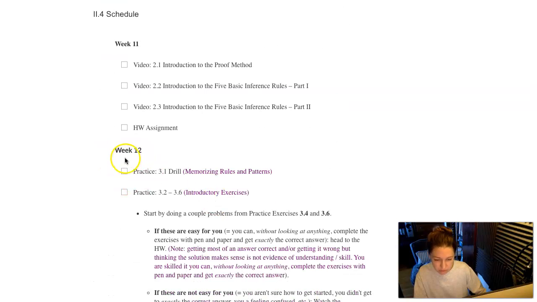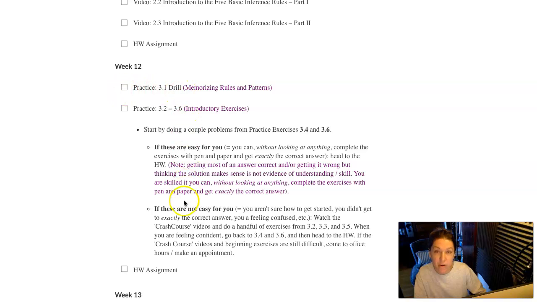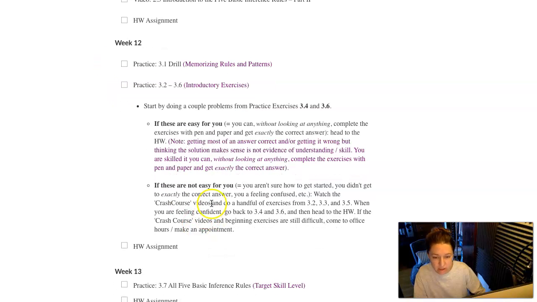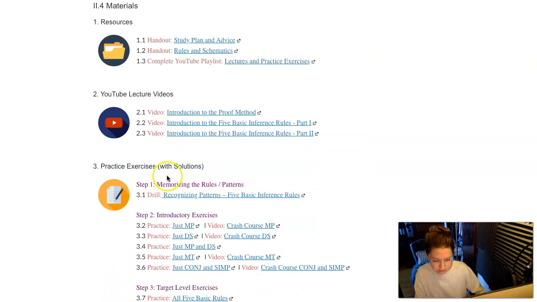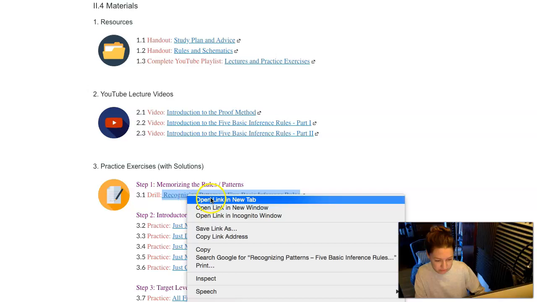Okay, so we're in week 12 and there are suggestions for practice here. So start with this practice drill. That's a recommendation. It's not part of the homework. This is part of your suggested practice for the week. So start with the drill. The purpose of this drill, let's take a quick look at it.